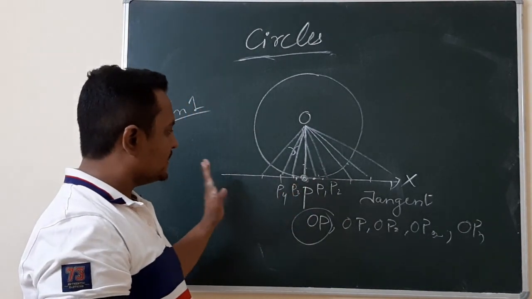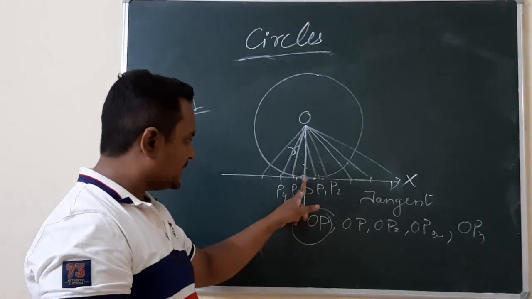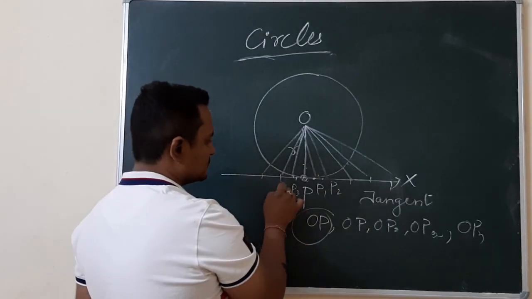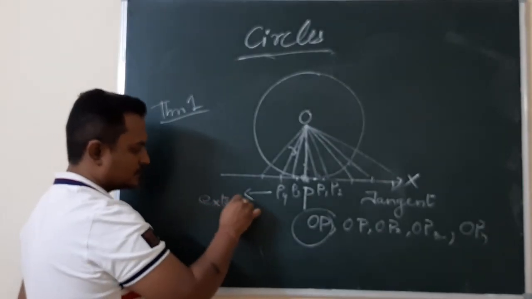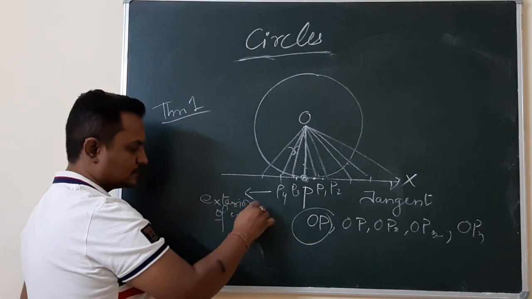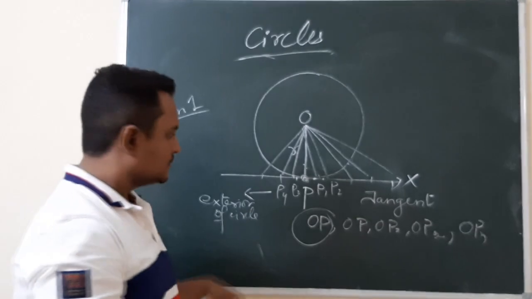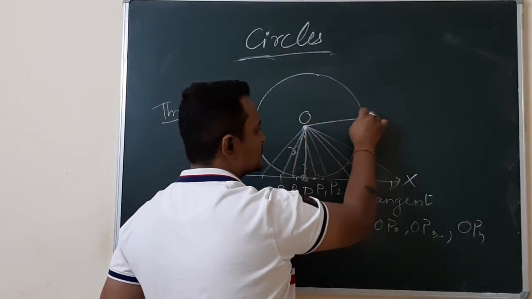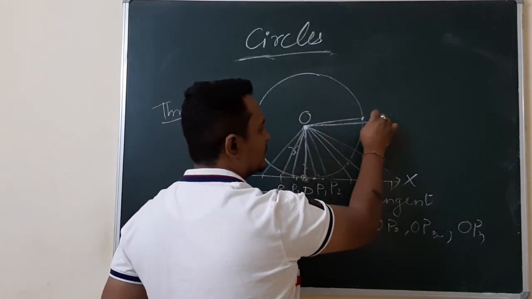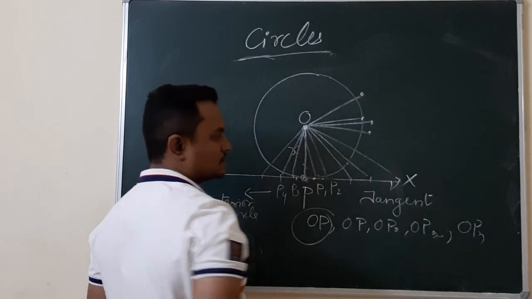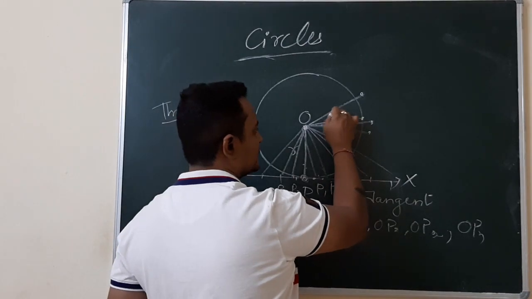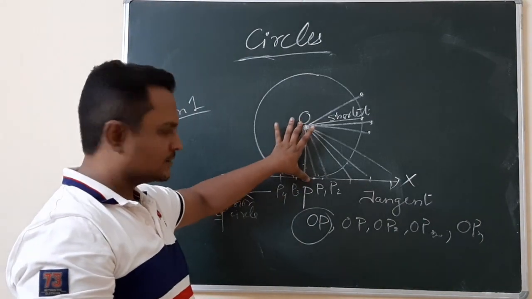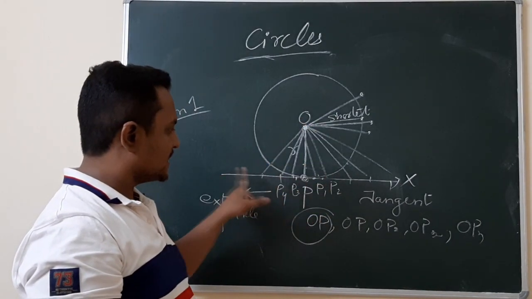Got it? And every other point, since P lies on the circle at one point of contact, every other point on the line must lie in the exterior of the circle. Yes or no? Yes. So if every other point lies in the exterior of the circle, you tell me, if I join the center to the point on the circle and I join the center to a point outside, obviously this line will be the shortest one. Right? Did you understand? Any other point other than P is lying outside the circle.